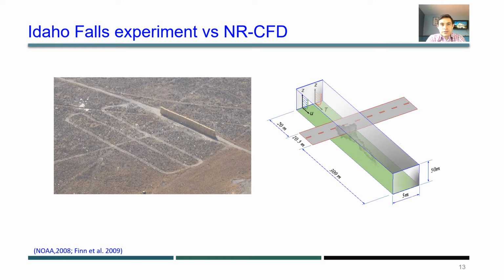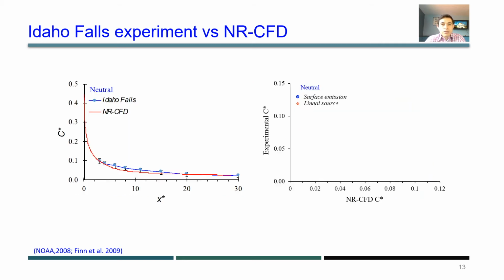Moving to the results section, we first present a comparison between the Idaho Falls experiment and our results in CFD. This Idaho Falls experiment is perhaps the most known study that accounts for atmospheric stability conditions and was performed by the National Oceanic and Atmospheric Administration back in 2008 and then reported by Finn et al. in 2009. As is shown in these figures, when comparing the results in dimensional variables, we can observe that the 2 lines collapse in one. And on the figure on the right, which presents a correlation between the experiments, the slope is equal to 1, meaning that the CFD results reproduce the experiment with a high correlation.